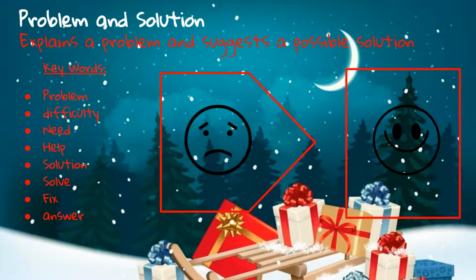Next, let's look at problem and solution. This explains a problem or an issue and suggests a possible solution, which might fix it or make it better. Your keywords are problem, difficulty, need, help, solution, solve, fix, and answer.